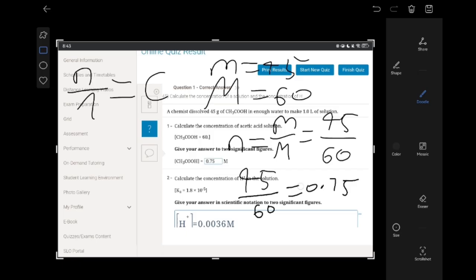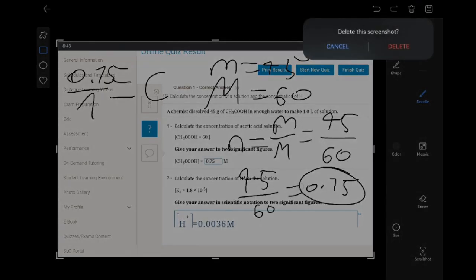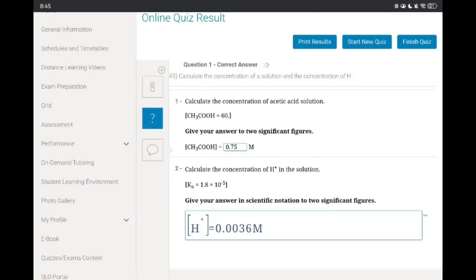Now we can replace it. We erase the n here and replace it with what we just got. n equals 0.75, so 0.75 over 1 equals C. So what does that mean? C is 0.75.